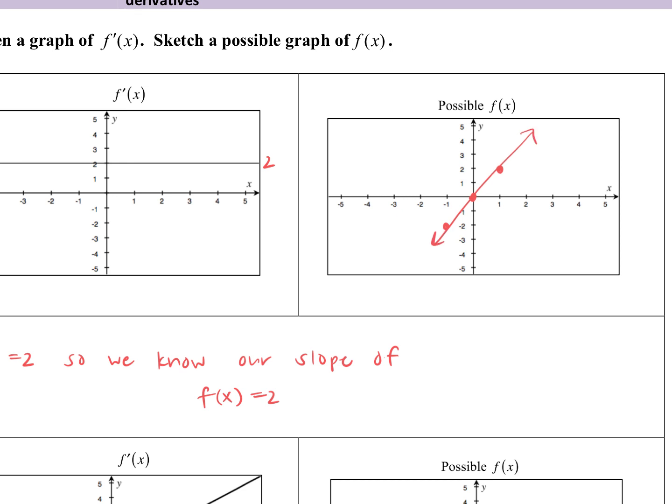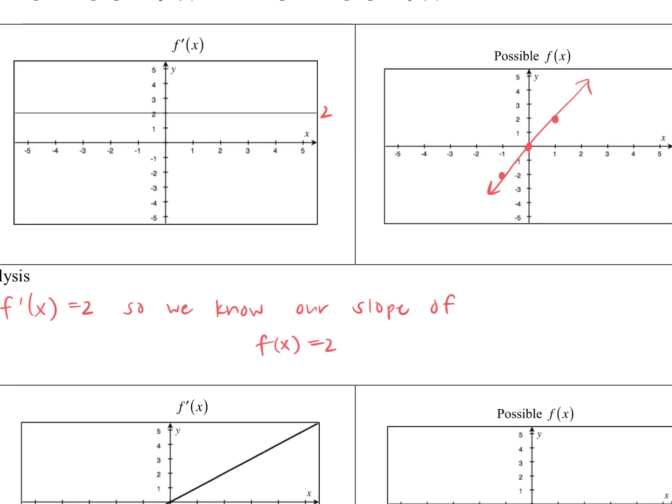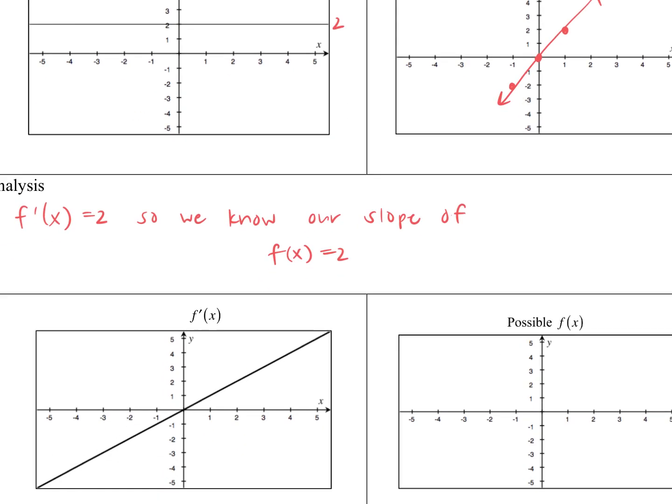Now, I could have drawn that any other place. I could have drawn it up, to the right, down. As long as it has a slope of 2, this graph would give me a derivative graph that looks like this. We okay so far? Okay.